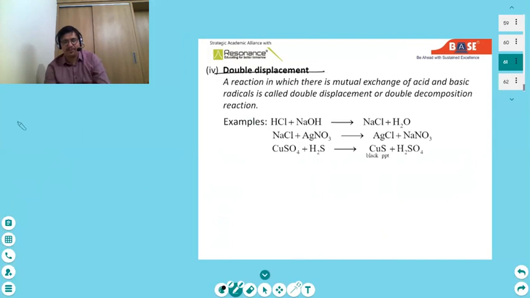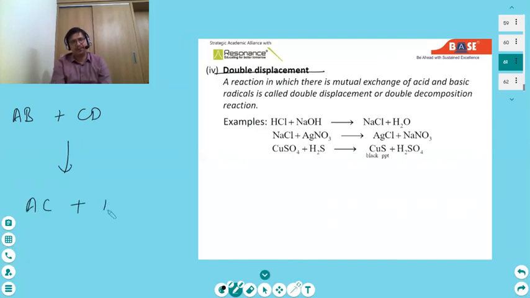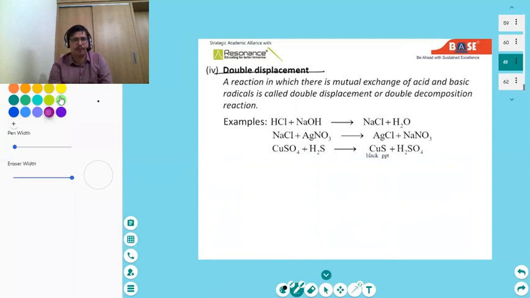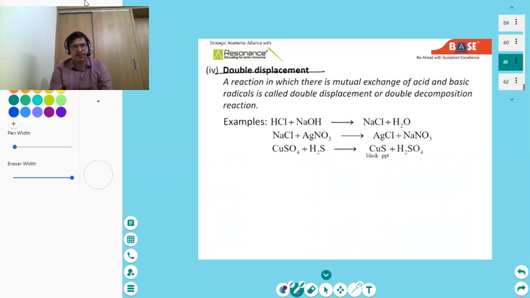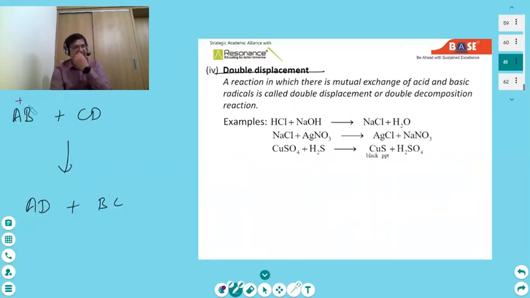Now here, double displacement. You can write it like this: AB plus CD, so AC will react and BD will react, or you can write it as AD plus BC. Now what is important is that, suppose this is A plus, a cation. This must be in aqueous solution. They are basically salts. So double displacement reactions basically take place in salts.